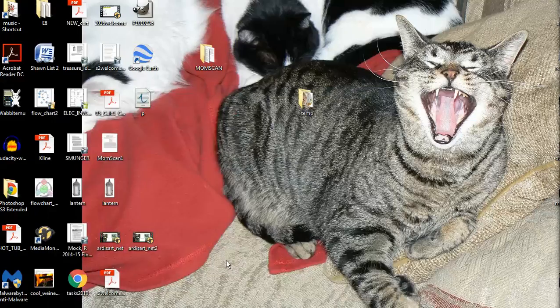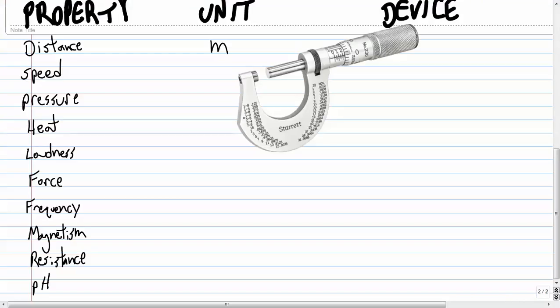This device, whoops, that's my cat. This device is called a micrometer. Figured I better write this one down since maybe you haven't seen one of those before.